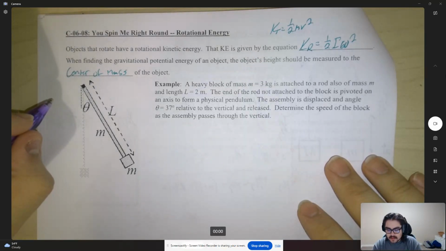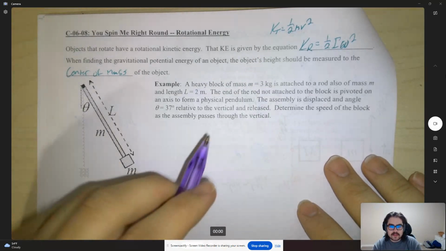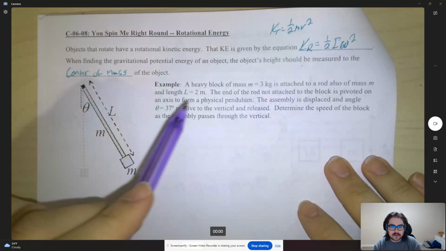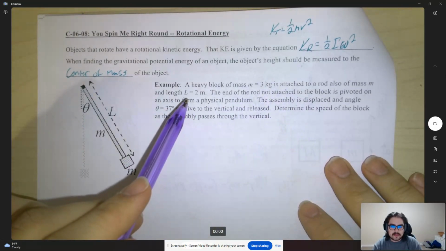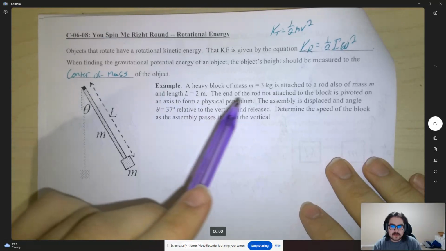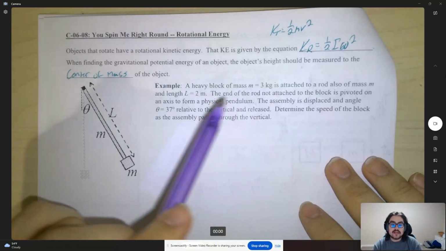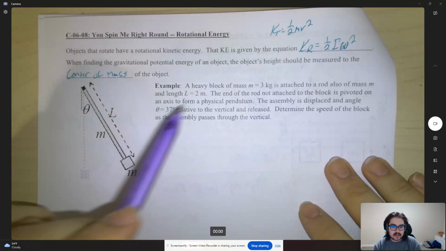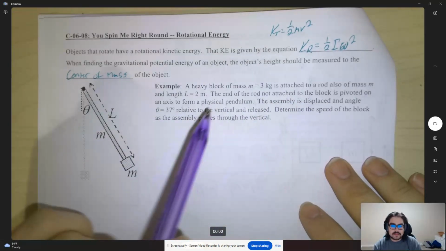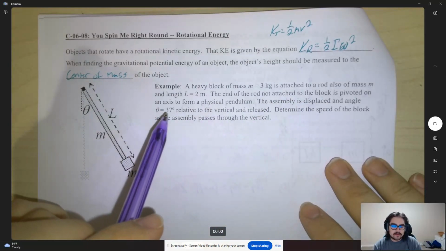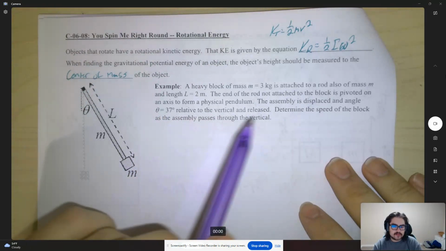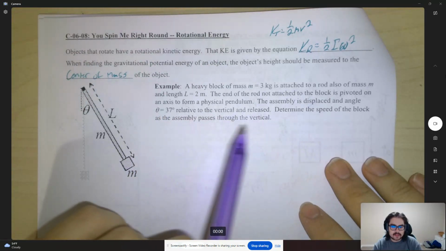A heavy block of mass 3 kilograms is attached to a rod, also of mass m, and length L equals 2 meters. The end of the rod not attached to the block is pivoted on an axis to form a physical pendulum. The assembly is displaced by an angle theta equals 37 degrees relative to the vertical and released. Determine the speed of the block as the assembly passes through the vertical.